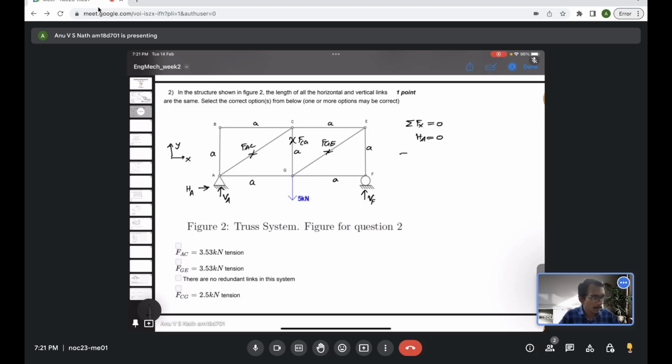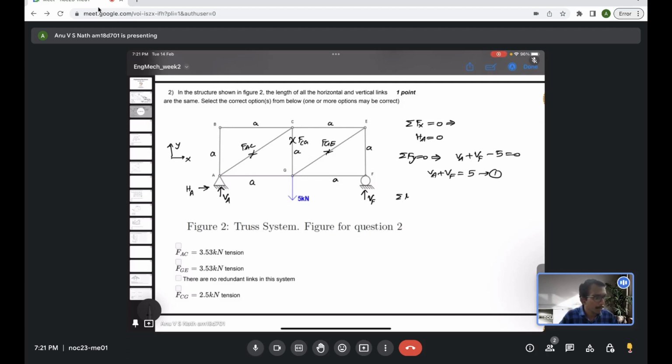Now the sigma Fy is 0, which gives the vertical force Va acting upward. Similarly, Vf is also acting upward, but 5 kilonewton is acting downward. So Va plus Vf minus 5 should be equal to 0, or Va plus Vf is equal to 5. So this is one of the equations. We need to use that later.